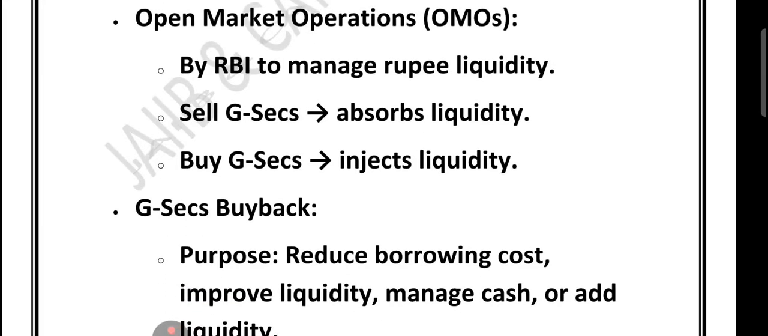So see, when RBI sells government securities, it absorbs excess money from the system. And when RBI buys government securities, it injects liquidity, adding more money into circulation. So this is the basic thing, right? RBI buys to infuse money, and sells to absorb it. Simple liquidity control.